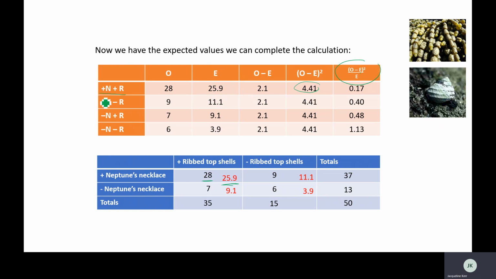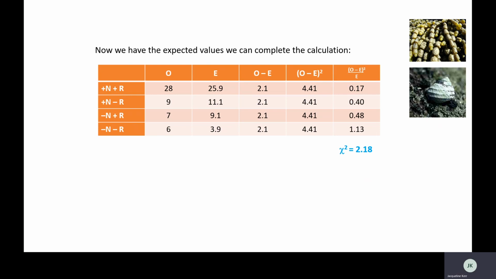So for Neptune's necklace and rib top shells, that's, sorry, I've circled the wrong thing there. That's our expected value there. So when I add those all together, because we want the sum of all of those at the end, and my stylus is so good, we get this result here, chi-squared value of 2.18.